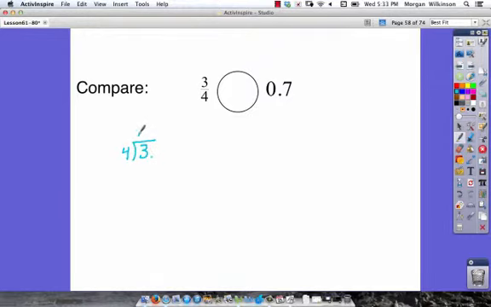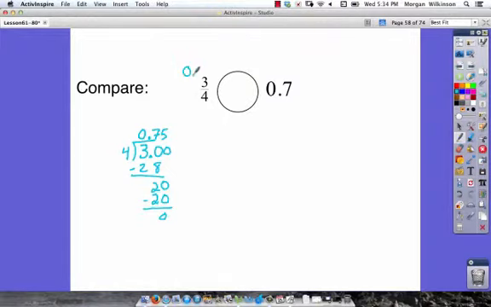4 never goes into 3, so we've got 0. We add our decimal point and bring it straight up. 4 is going to go into 30 7 times. 4 times 7 is 28. We subtract to get 2 left over, add another 0 and bring it down. 4 goes into 20 5 times. 4 times 5 is 20, so we have nothing left over. We're all done. We get 0.75.